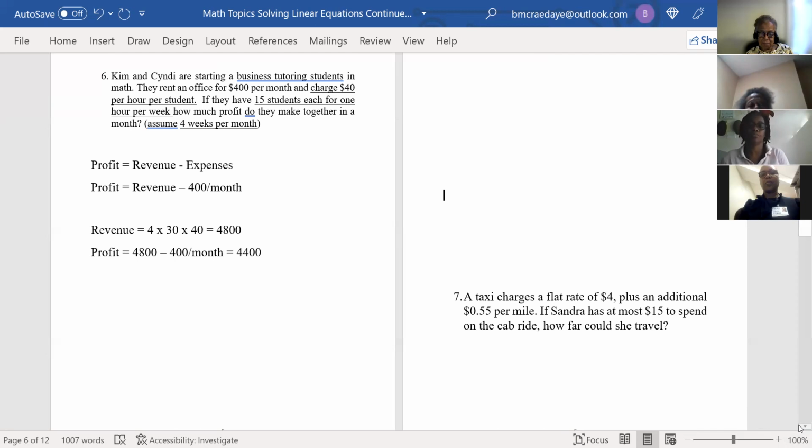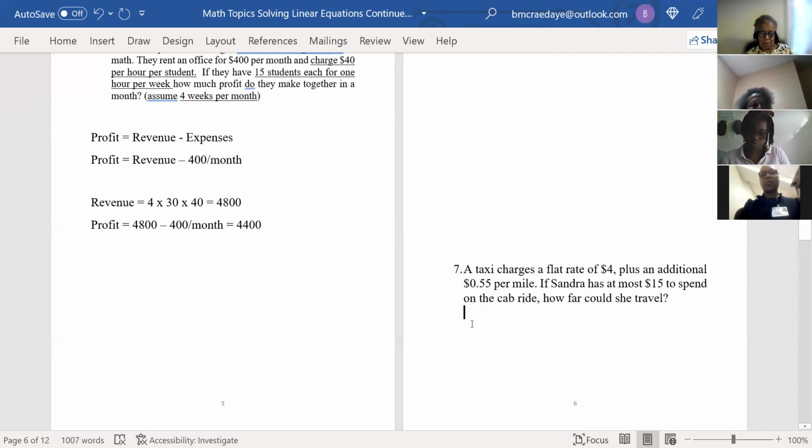So let's put that in slope-intercept format: y = mx + b. Now remember, y is the output, x is the input. So what are you looking for in this problem? Are you looking for the slope?